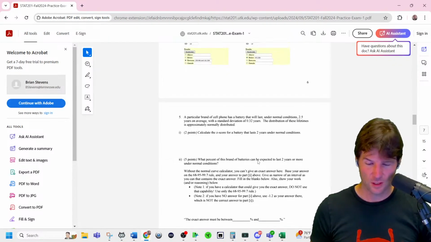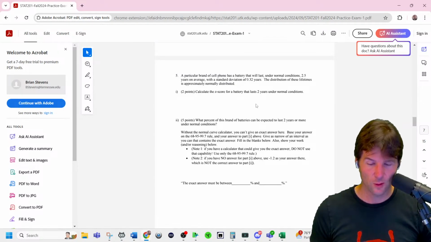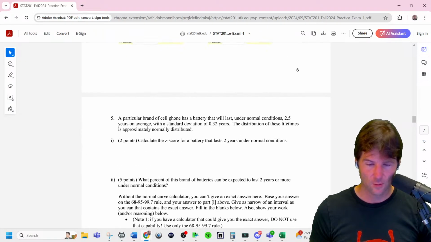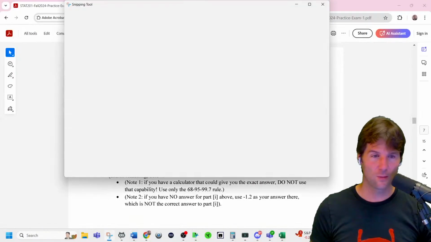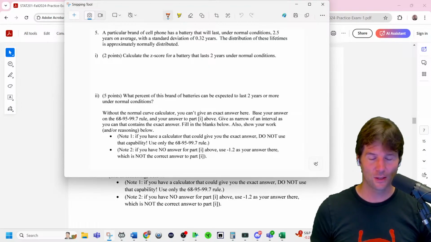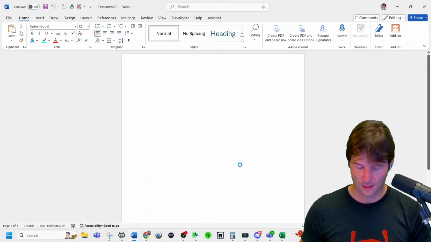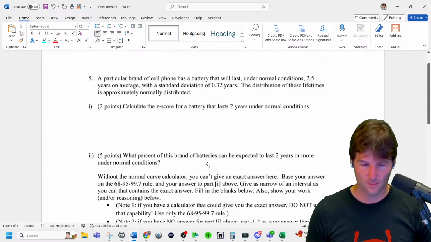Question 5 says a particular brand of batteries lasts 2.5 years on average with a standard deviation of this. Calculate the z-score that the battery lasts 2 years. So how are we going to get the z-score? Who knows how to get a z-score? Tell me the z-score formula in the chat. What is the z-score formula?